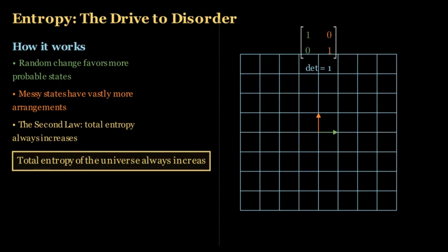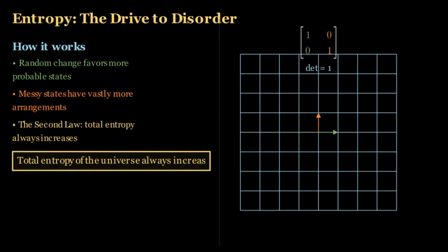This leads to the second law of thermodynamics. In any spontaneous process, the total entropy of the universe always increases. The universe, as a whole, is on a one-way trip toward greater disorder.